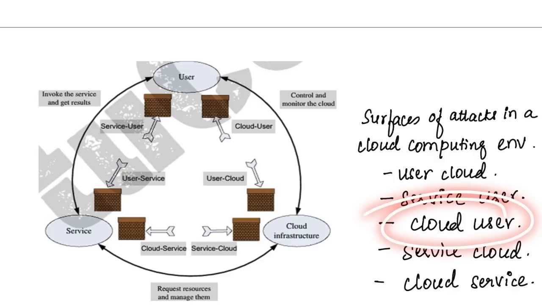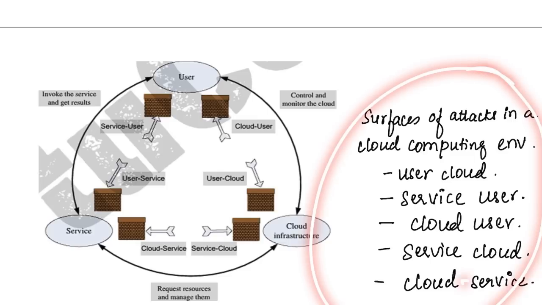Next we have the cloud to user. Here the cloud infrastructure can also be a source of attack on the user, such as attacks from compromised cloud resources. Next we have the service to cloud. Here the service will interact with the cloud infrastructure to manage and request various resources. In such conditions also an attack can happen, such as privilege escalation or data distortion. Next we have the cloud to service. The cloud infrastructure can attack the service, for example, through privilege-related attacks or data injection and all of that. So these are the surfaces of attacks in cloud environment.